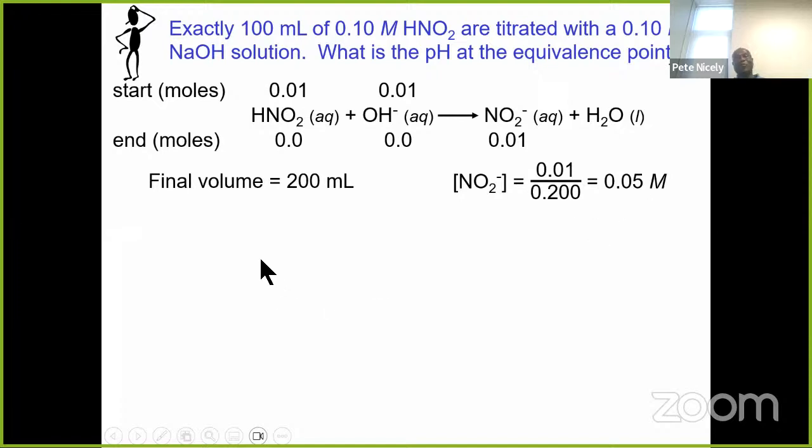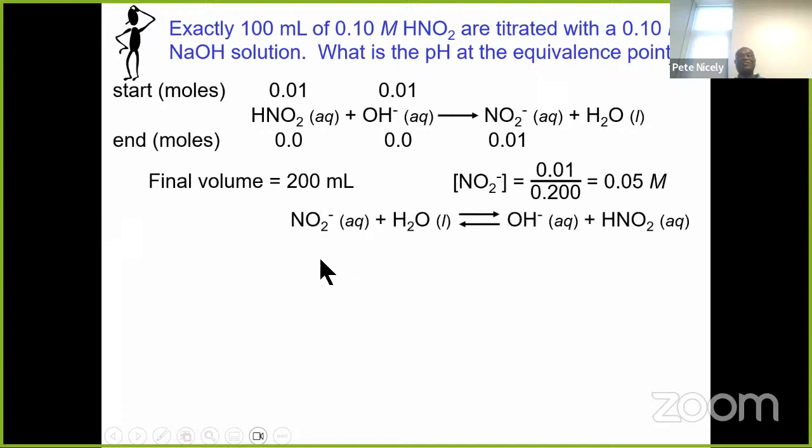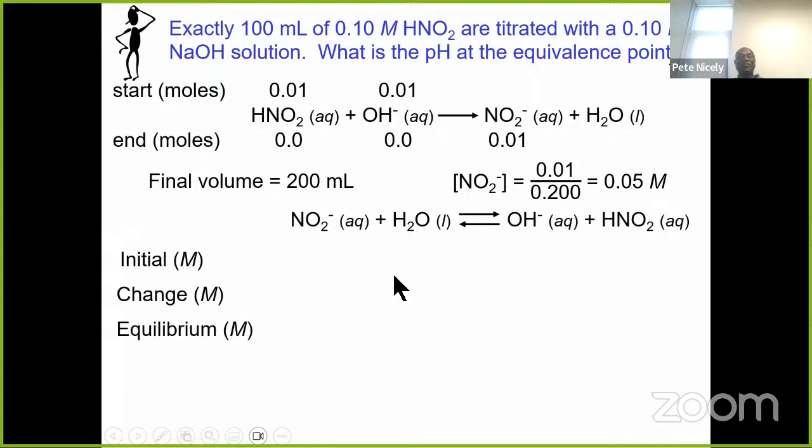And then what we have to do now is look at the reaction that the nitrite ion will have with water to form the hydroxide ion and nitrous acid. So in other words, we have to set up an ICE table for that. Initially, the concentration of the nitrite would be 0.05. We don't need to worry about the water. This would be 0 and this would be 0.